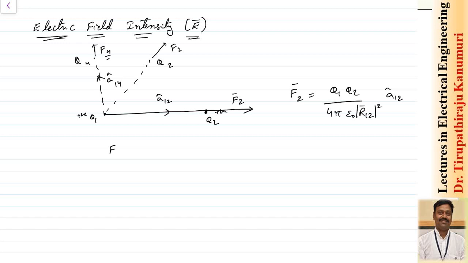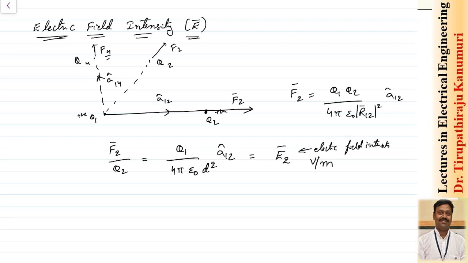So let us take the ratio of force per unit charge. That means I am dividing F2 by Q2. This indicates how much force will act per unit charge, that is, if the test charge is equal to 1 coulomb. If I take the test charge equal to 1 coulomb, then this becomes Q1 divided by 4 pi epsilon naught into the distance square, in the direction of A12. This is called the electric field intensity, or sometimes simply electric field.